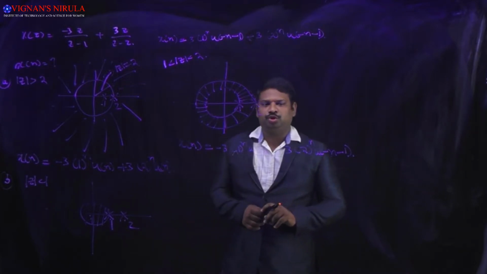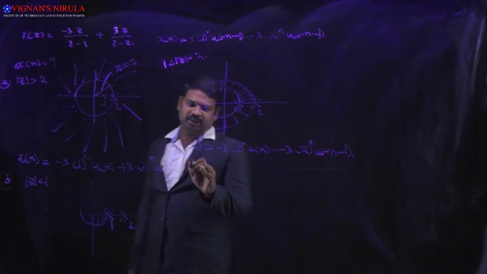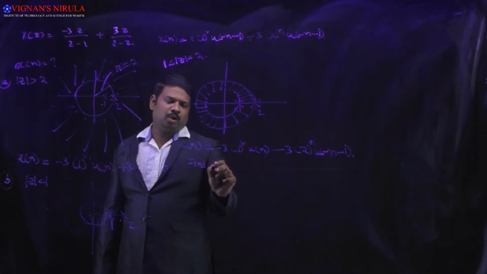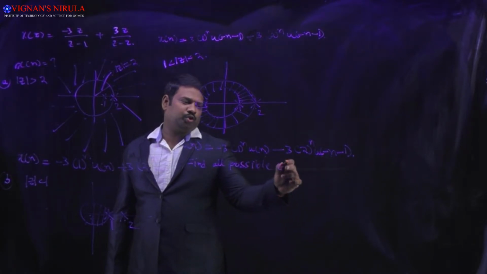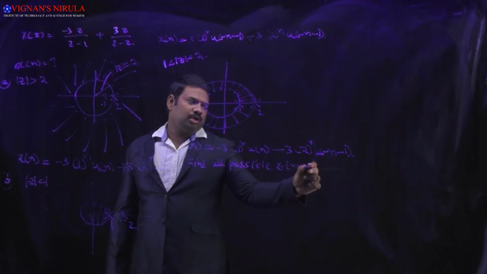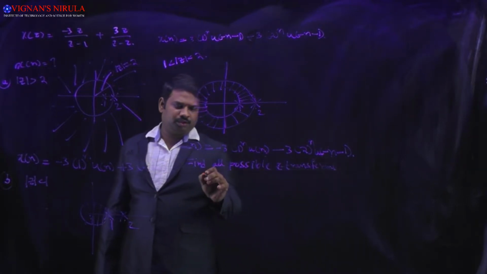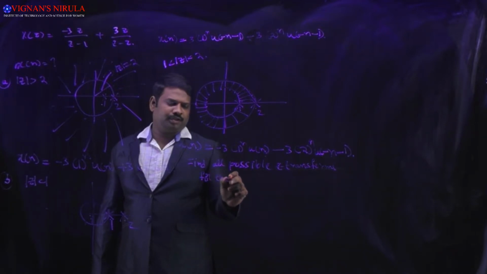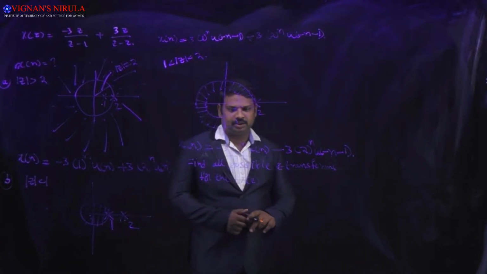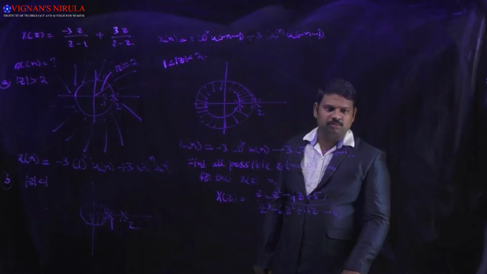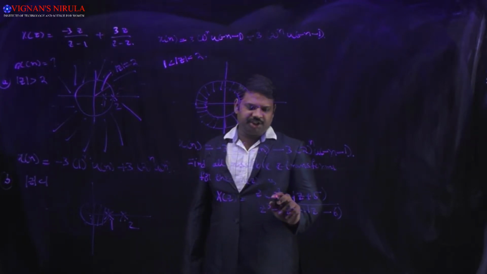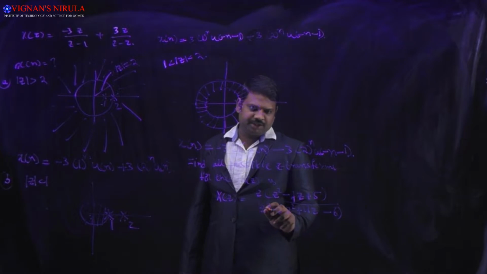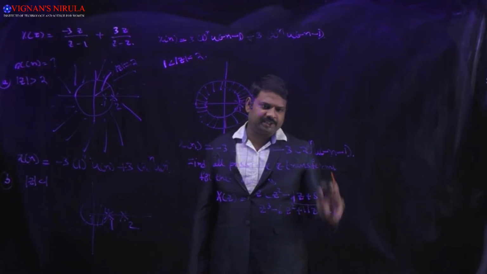Next, similarly, we can have questions like this: find all possible Z transforms for x of z, that is x of z is equal to z into z square minus 4z plus 5 by z cube minus 6z square plus 11z minus 6.